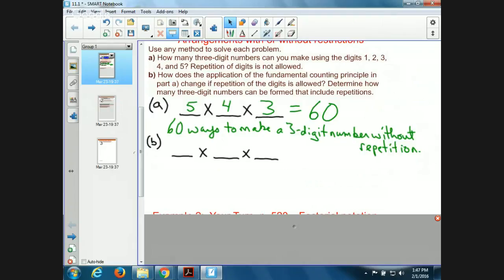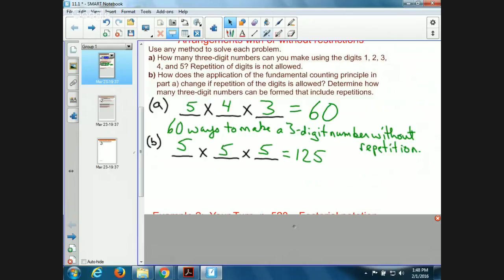So you ask yourself, how many choices for your first digit? I've got 5 choices, but because repetition's allowed, I still have 5 choices for my second digit, 5 choices for my third digit. You should be able to multiply this out. 5 times 5 is 25, times another 5, 125. You should be able to do that without a calculator. Not saying that you have to, but you should be pretty nifty with numbers.